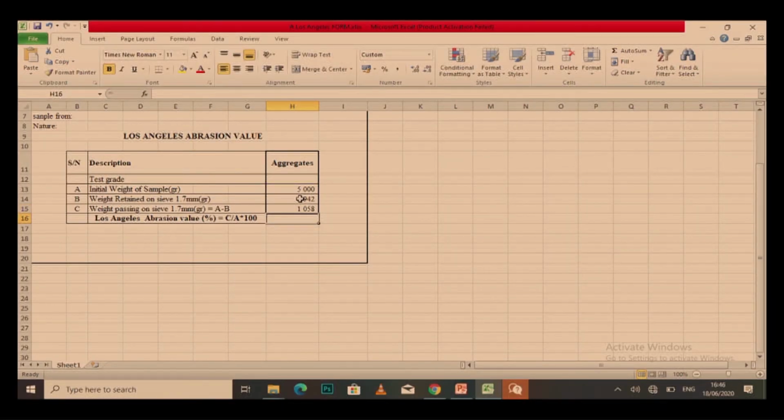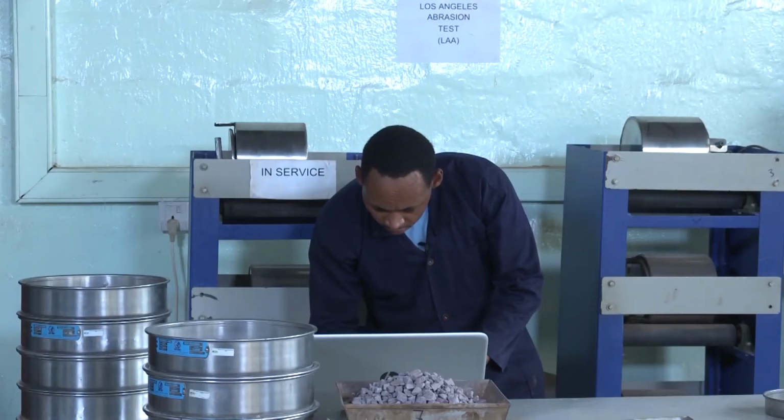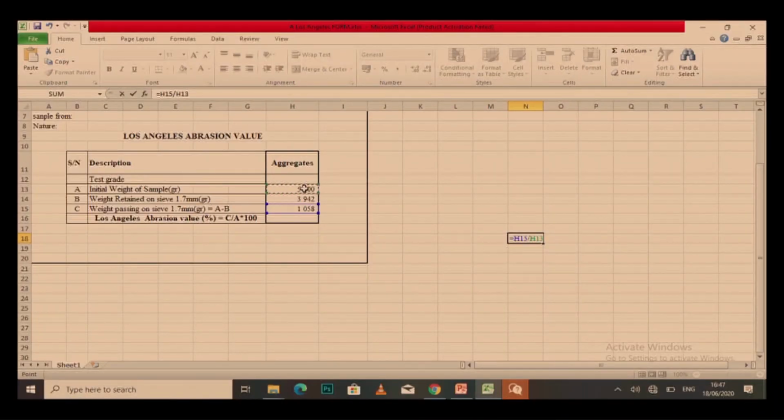Then we are going to calculate the Los Angeles abrasion value. This is equal to the weight passing sieve 1.7 divided by the initial mass, which is 5 kg, times 100. We take this divided by the initial mass times 100. That means the Los Angeles abrasion value of this coarse aggregate is 21.16.